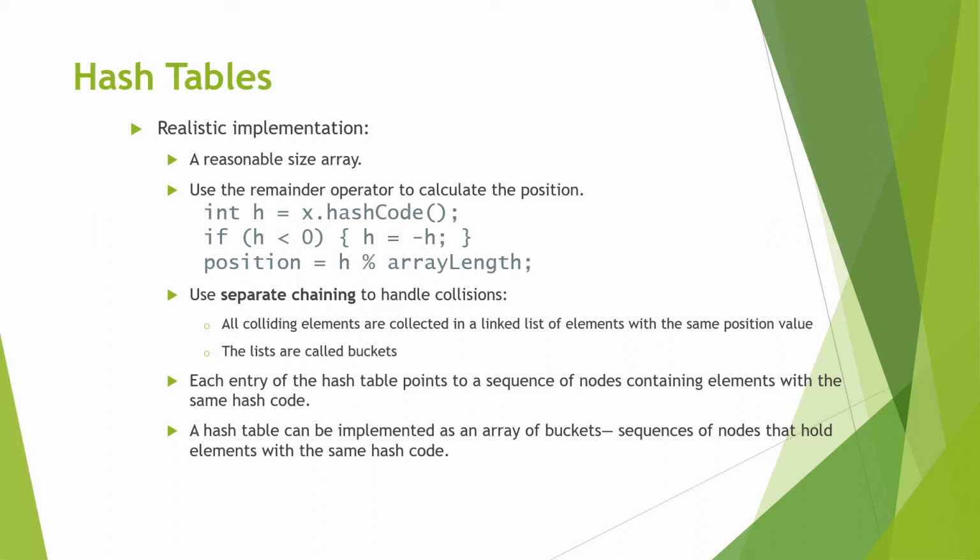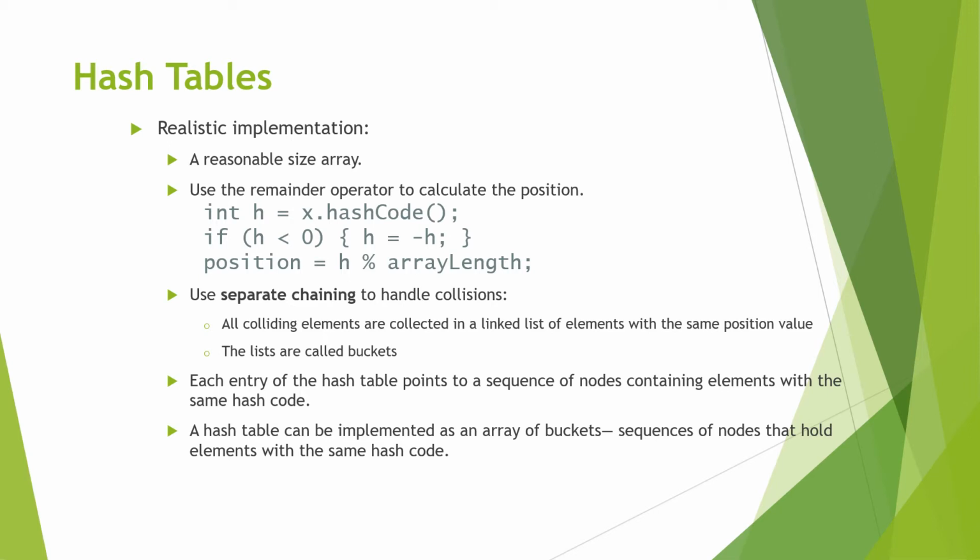When you do this, there would be a small problem. The problem is you may have collision. So you may have two different elements or two different objects that are mapped into the same array cell. If collision happens, we need to handle collision.